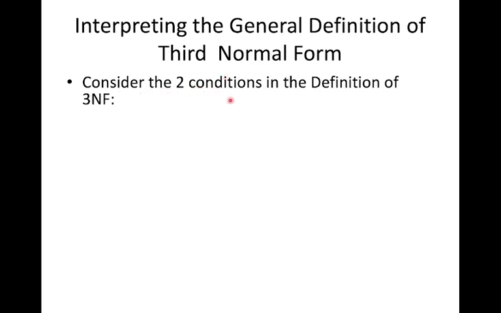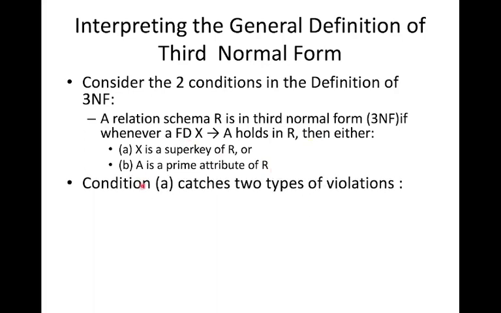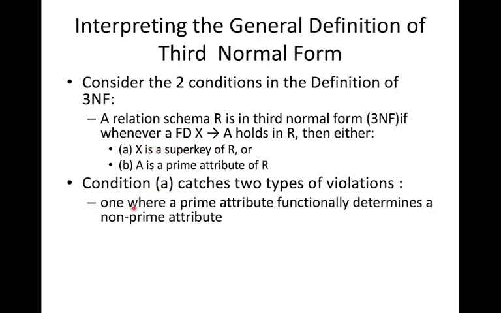So consider the two conditions in the definition of third normal form. A relation schema R is in third normal form if whenever a functional dependency X to A holds, then either X is a super key of R or A is a prime attribute of R. So we have already seen this definition. Now consider condition A. Here condition A catches two types of violations.